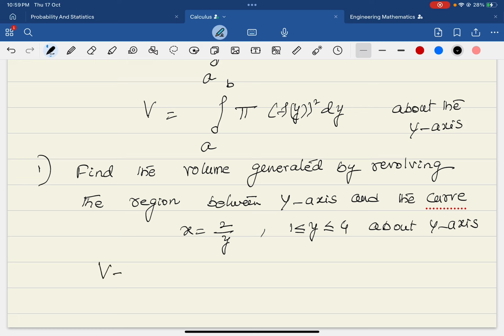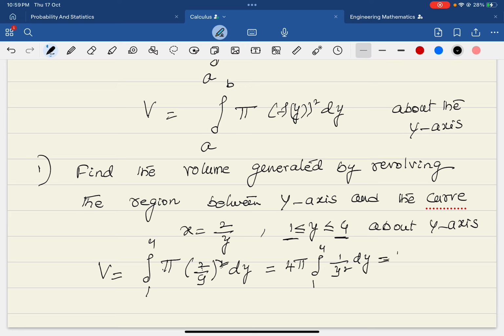So what is the volume formula? It is the integral, and the limits are 1 to 4, of pi times, now the function is about the y-axis, so it is 2 by y the whole square dy. Now 2 squared means 4, so 4 pi I will take out. 4 pi times integral 1 to 4 of 1 over y square dy. It's clear, I think. So it is 4 pi times integral of y power minus 2 dy.